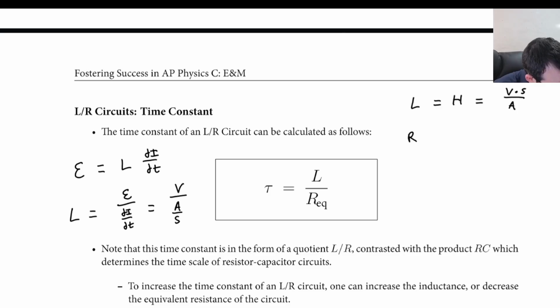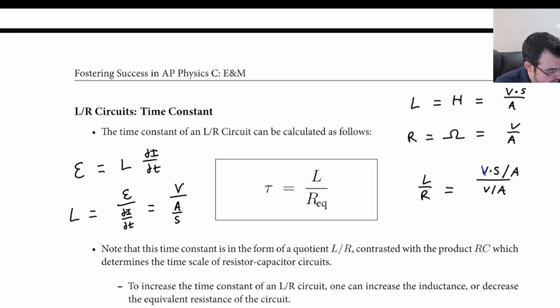All right, so what is R? Well, R is an ohm, but we said resistance is voltage divided by current, because delta V equals IR. So R is delta V over I. So it's a volt divided by an amp. Oh, that looks nice, because if we actually divide L divided by R, we get volt times seconds divided by amps divided by volts divided by amps. And would you look at that? Volts go away, amps go away. So we're just left with seconds, a time unit. Nice.